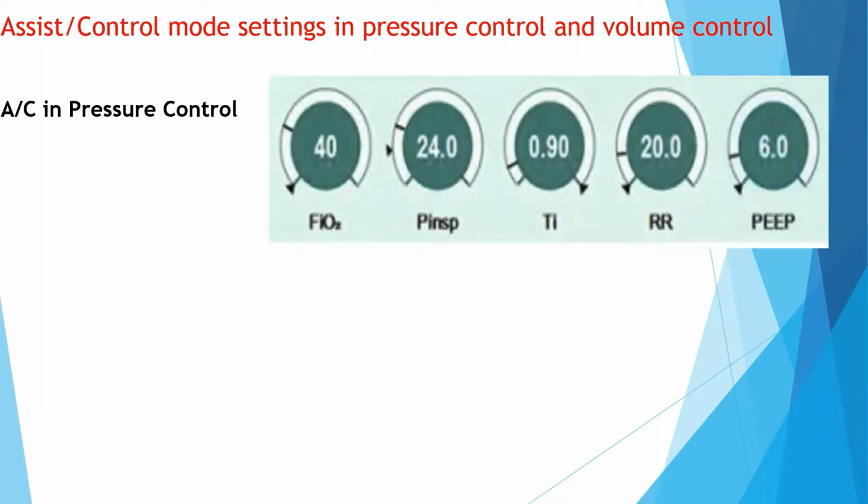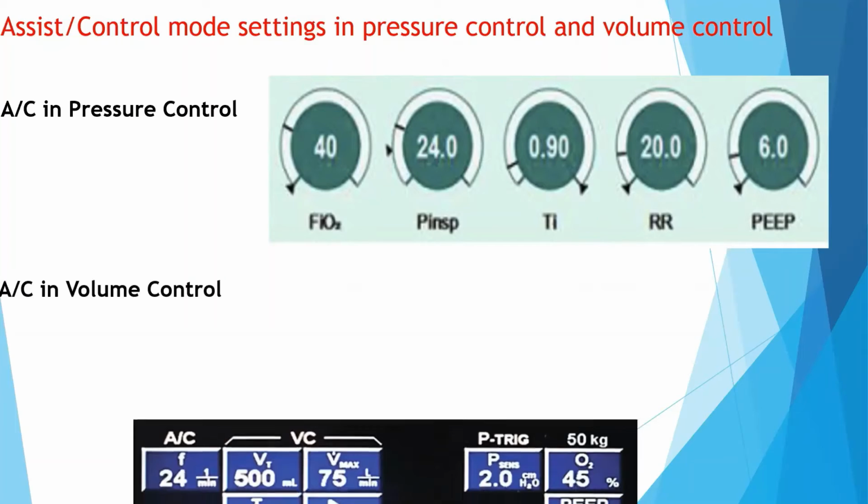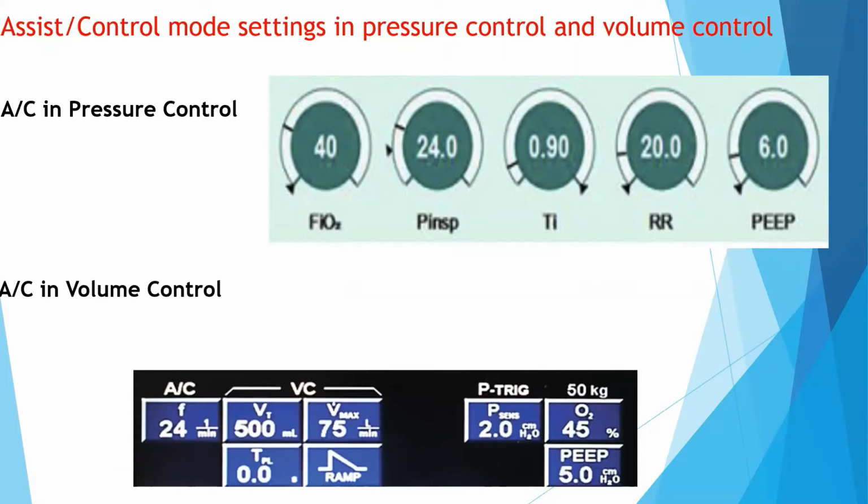Here we have an example of assist control in pressure control. Again, FiO2, your pressure level setting, the TI, the respiratory rate, and the PEEP. In volume control, here's an example of some settings. We have the rate, which is set at 24. We have a tidal volume, which is set at 500. We have a peak flow set at 75 liters per minute. The trigger is set at 2 centimeters of water. We have the oxygen set at 45%, and we have a PEEP of 5.